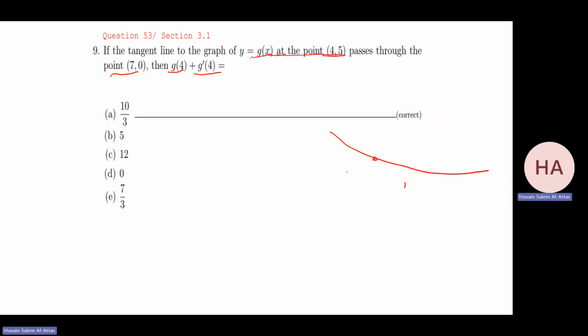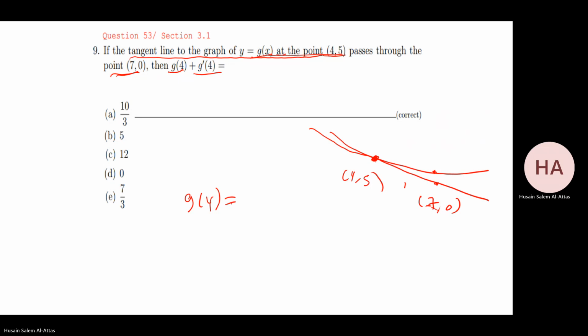This is 4 and 5. This is the tangent line. So this is 7 and 0, this point somewhere. This is what they mean: the tangent line to the graph of this passes through this. So this is the point of tangency. Then g at 4 is what? Is 5, since this is the point of tangency, which is both on the curve and on the line.